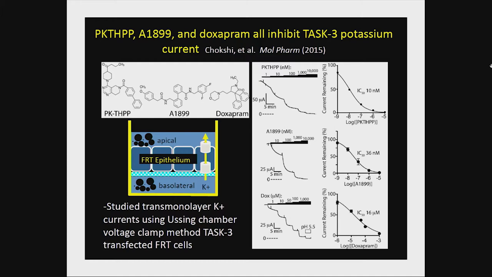So we had a chemist make these for us. This is the Merck compound and the Sanofi. And then doxapram you can buy from veterinary suppliers. It's fairly expensive, but it's still available. And we tested their effects on TASK potassium channel function.